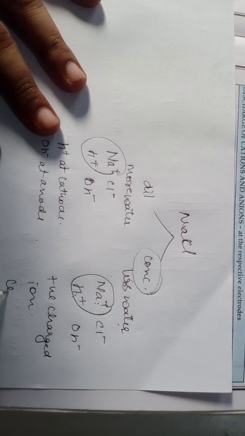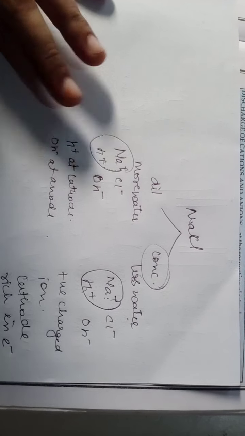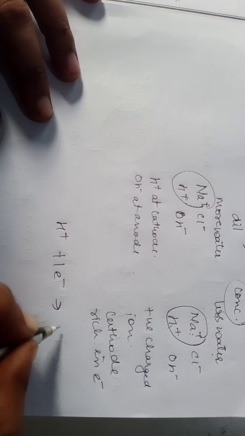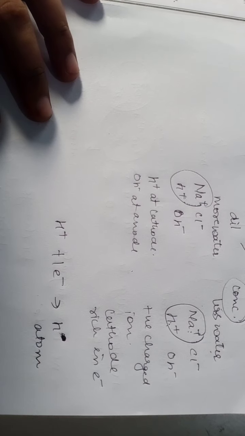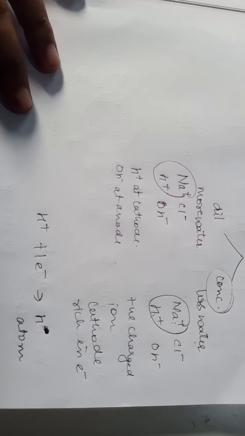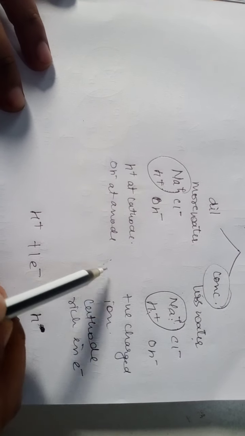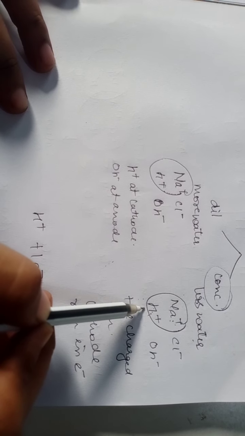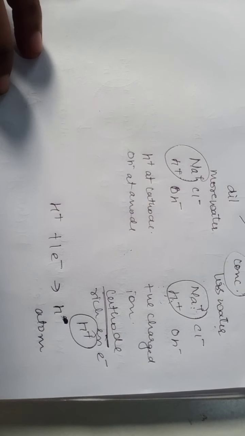They will move towards a cathode which is rich in electrons. So what will happen? H plus will gain one electron and form an H atom. It will form a neutral atom very easily as compared to sodium. Sodium will gain one electron, but the greater tendency to gain an electron is with hydrogen. Hence, out of the two, who will get deposited at cathode? So at cathode, H plus ions will get deposited.